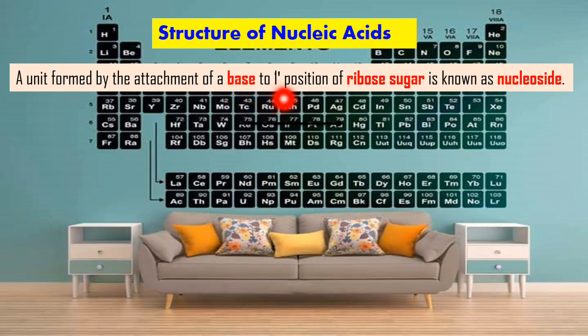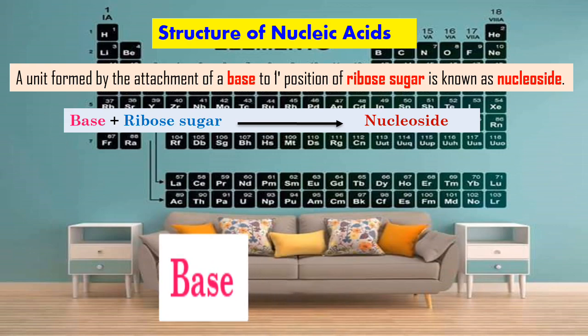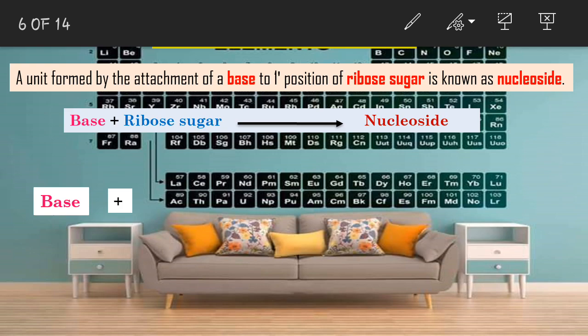at which position? First carbon. So here the carbon numbers in a nucleic acid sugar are numbered as 1 dash, 2 dash, 3 dash and so on. So we'll see the structure. So what's the nucleoside then? The base attaches to the ribose sugar.